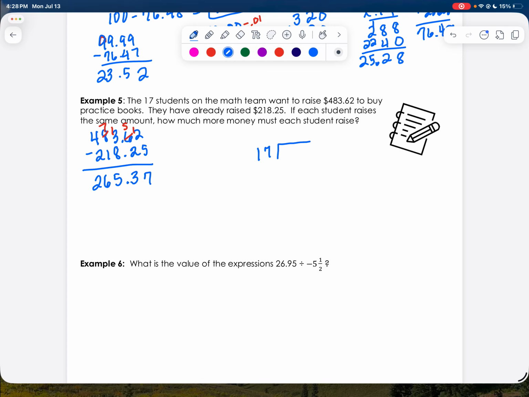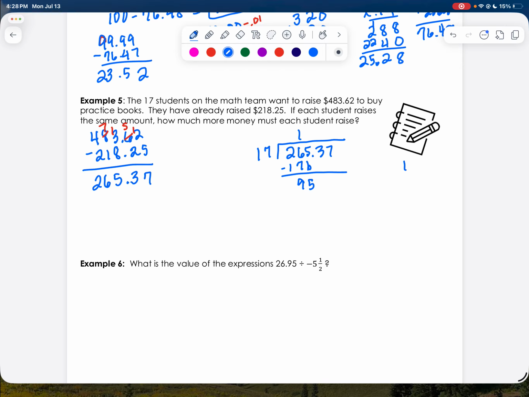and see how many times it will go into 265.37. All right, 17 will go into 26 one time. So let's subtract and bring down. That would be 9, bring down the 5. All right, 17 will go into 95.